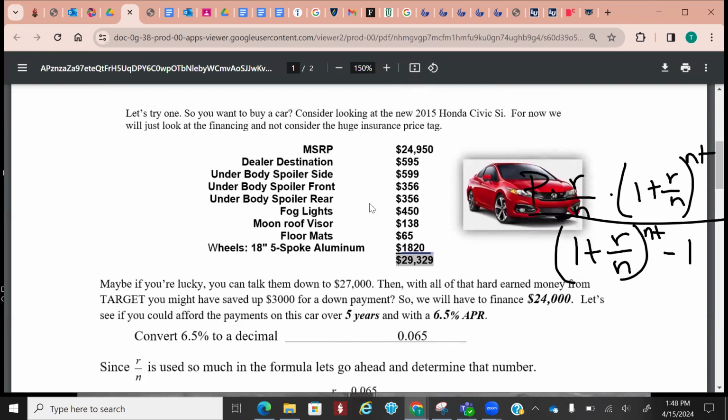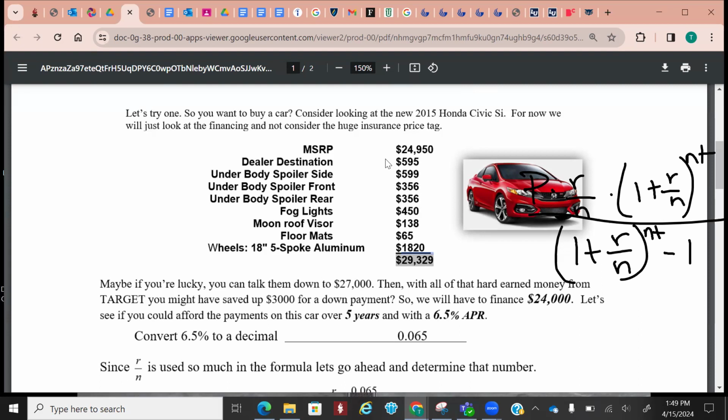Okay, so MSRP is going to be 24,950, and then dealer destination is 595, underbody spoiler 599, front, you can read all of that. Moonroof visor 138, and wheels 1,820. So for a grand total of 29,329. Maybe if you're lucky, you can talk them down to 27,000. So we started from a $24,000 car and went up to 29,000. That's not including tax or anything else.